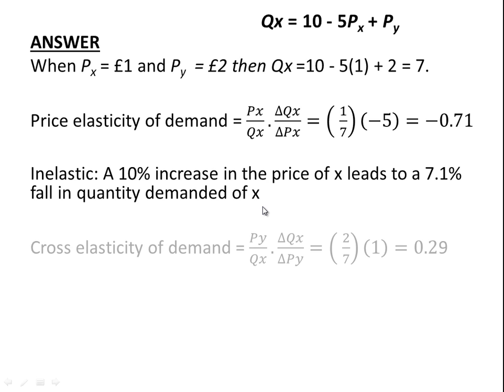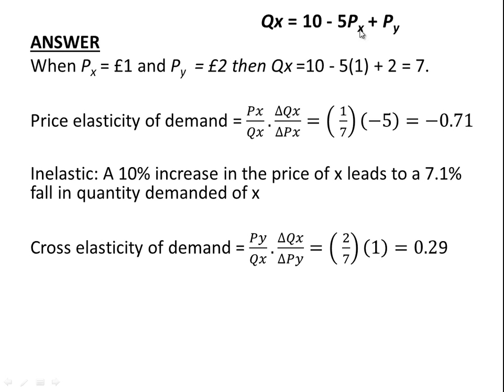What about the cross price elasticity, or the cross elasticity of demand as it's sometimes called? Here the formula is not Px over Qx, but Py over Qx. We've got some base numbers: Py is 2 and we know that Qx is 7. So this is 2/7. Then we're looking at the slope of the relationship between Qx and Py. Well, the slope is +1.